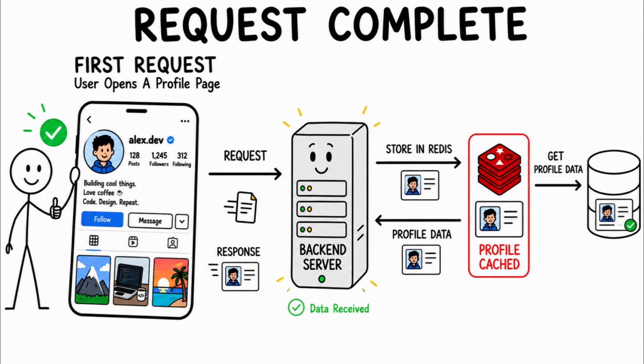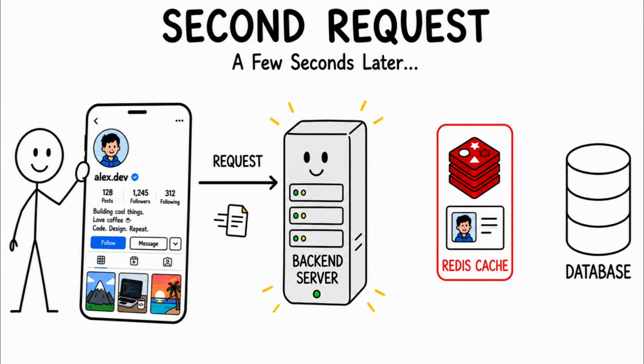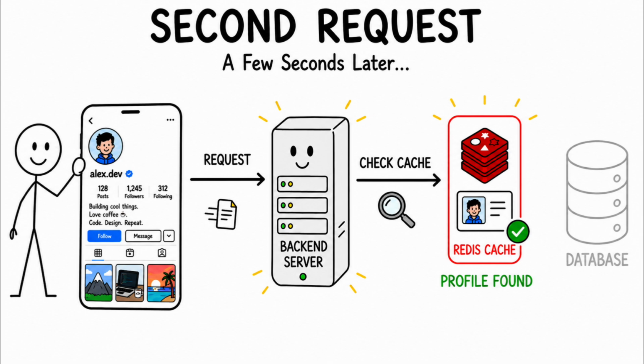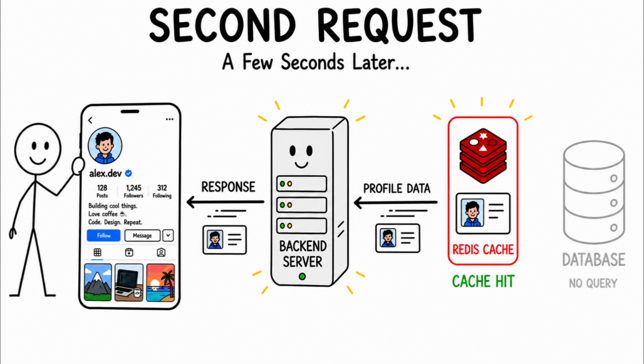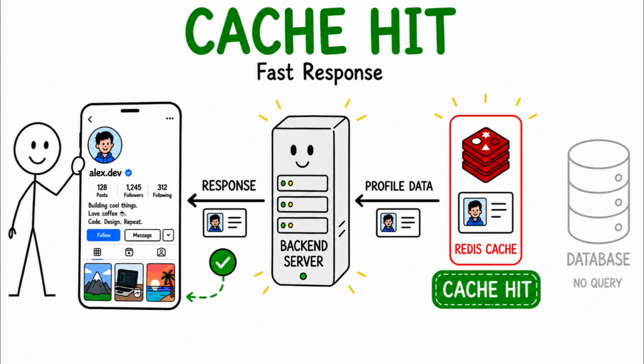everything. Second request, a few seconds later, another request arrives. Again, the backend checks Redis, but this time Redis already contains the data. Redis immediately returns the result. No database query, no disk access, no expensive operation. The response returns almost instantly. This is called a cache hit, and this is exactly what engineers want, because cache hits are fast, very fast.